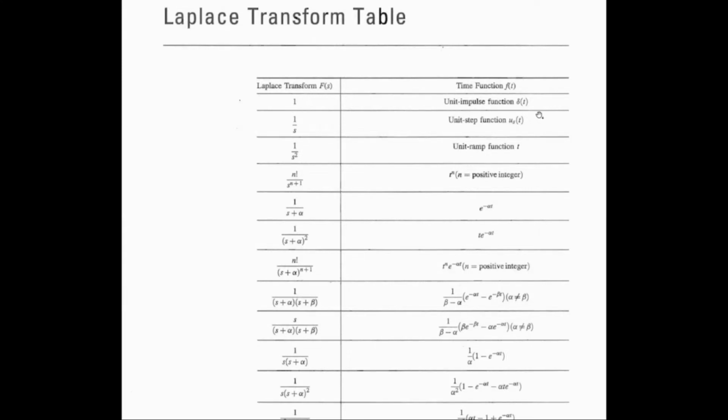There are some important ones here. For instance, if we have a unit impulse function, Dirac delta, which is one of our important test inputs, that transforms to just a simple 1. A unit step input function transforms to 1 upon s. A ramp transforms to 1 upon s squared. t to the n, anything raised to an integer exponent power, gives us n factorial over s to the n plus 1.